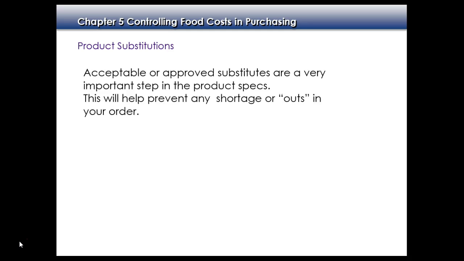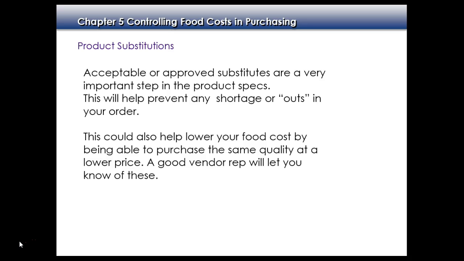Now, product substitutions are a very important step in the product specs. This will help prevent any shortages or outs in your order. So if you have this one brand that you like, but there's one that's maybe a little bit more expensive, for whatever reason, it's still acceptable. The quality is just the same. The yield is just the same. So whatever you order, when that's out, the vendor will automatically send you that substitute instead. And this could also help lower your cost by being able to purchase the same quality at a lower price.